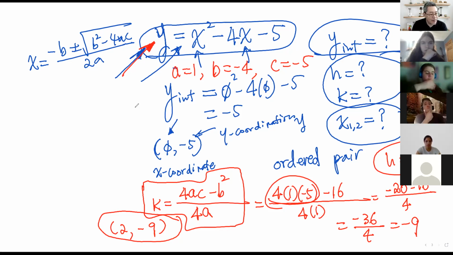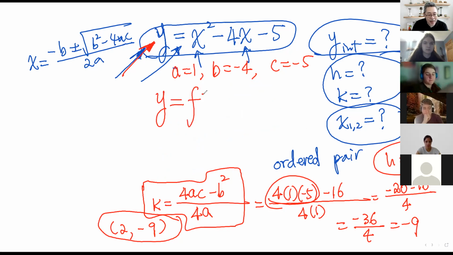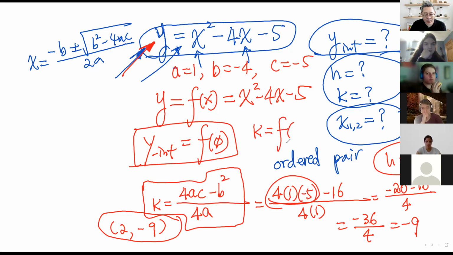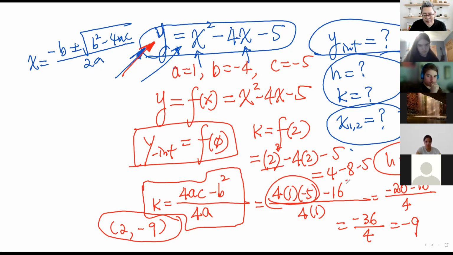So let's see how we do that. Normally we write this as y equals a function of x. And so far we know our y-intercept is when x is equal to 0. So it's a very nice way to show that. Then our k will be the function where we plug in 2. So if we plug in 2, we know that is 2 squared minus 4 times 2 minus 5. And 2 squared is 4. 4 times 2 is 8, minus 5. That gives us -4 minus 5 gives us -9. So that's a different way of finding it. That way we just plug in instead of doing this. Okay, good.